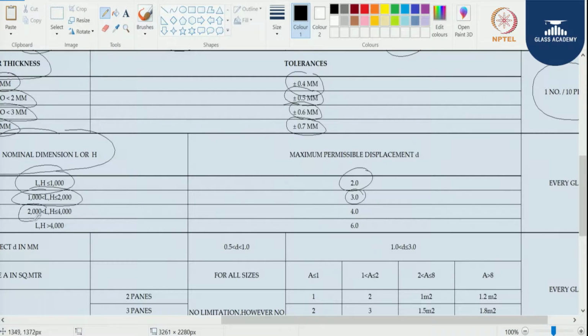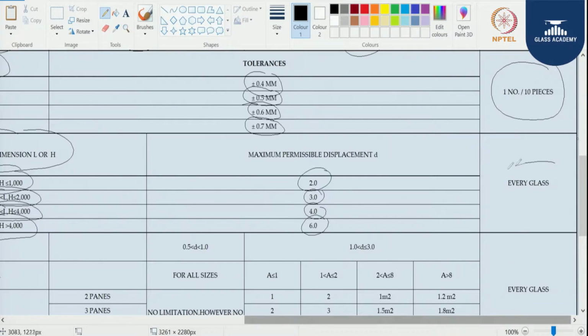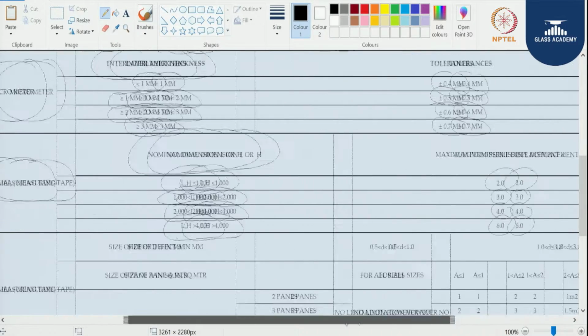If my panel size is between 2 to 4 mm, the displacement allowed is 4 mm, and if my panel size is more than 4000 mm, the maximum permissible displacement allowed is 6 mm. This displacement we will be measuring for every glass.